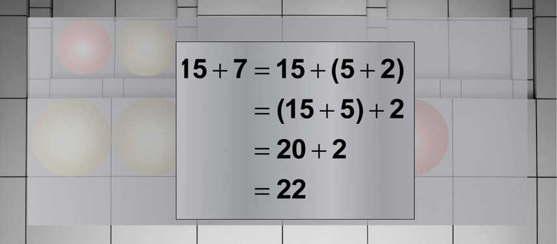Let's review the process of making tens. When you're adding two numbers, rewrite one of them so that you can use part of that sum to make a 10. Adding the remainder to the 10, or power of 10, is a much easier sum.